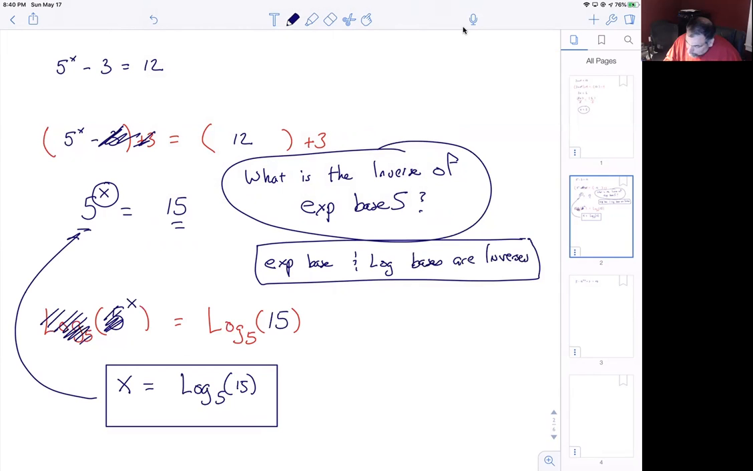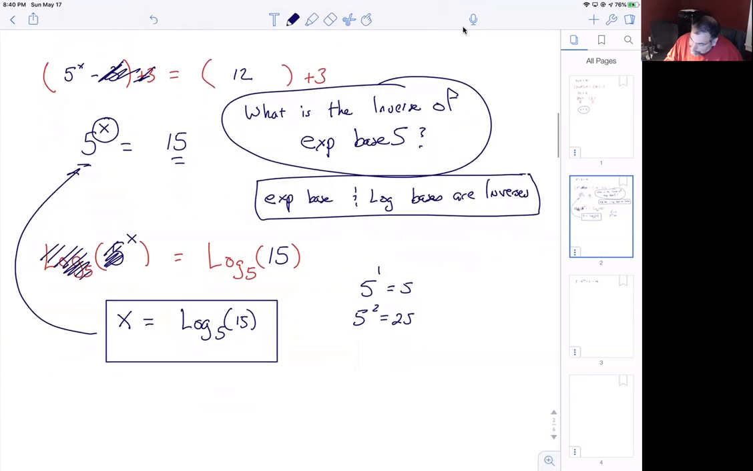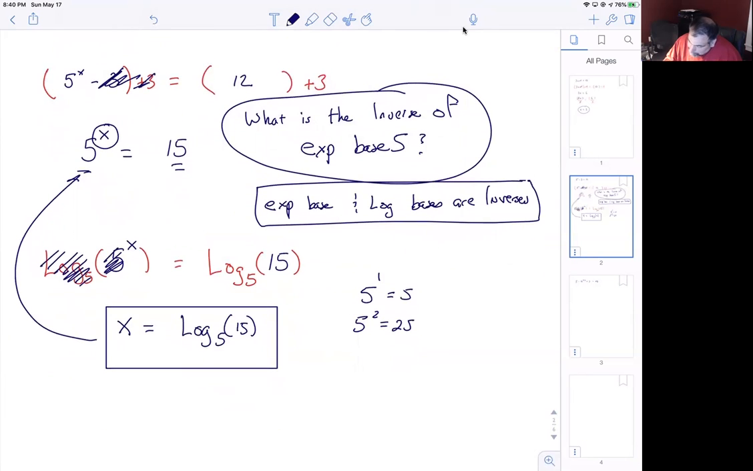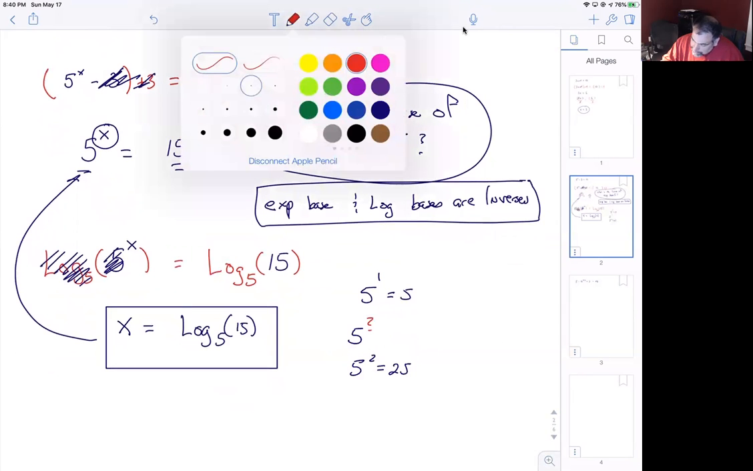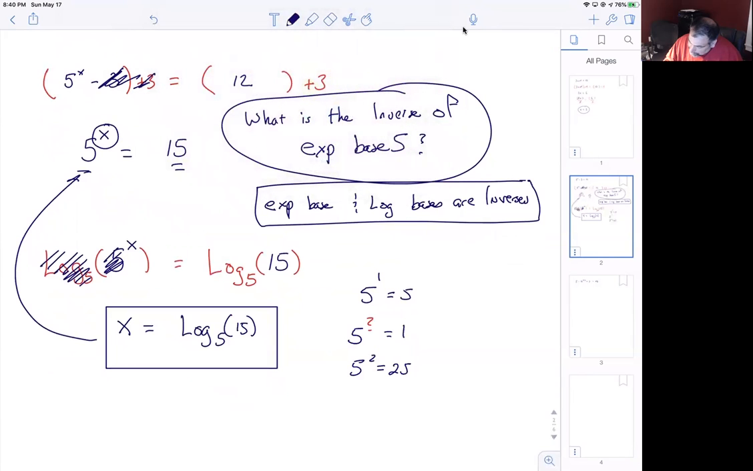It is between 1 and 2, because 5 to the first is equal to 5, 5 squared is equal to 25, and we're looking for somebody that's going to go right in the middle. We're looking for someone that when I take 5 and I raise it to this mystery number, the answer I'm going to get is 15. So there is no whole number there.